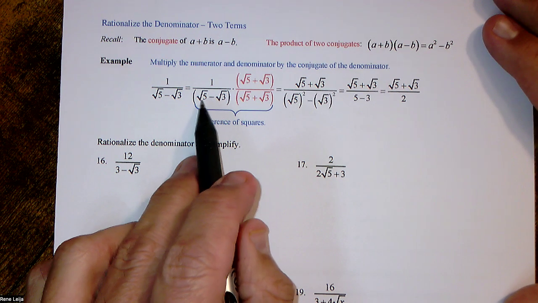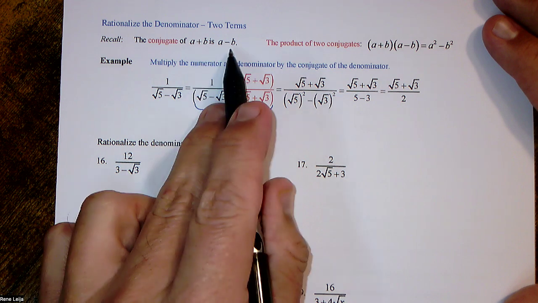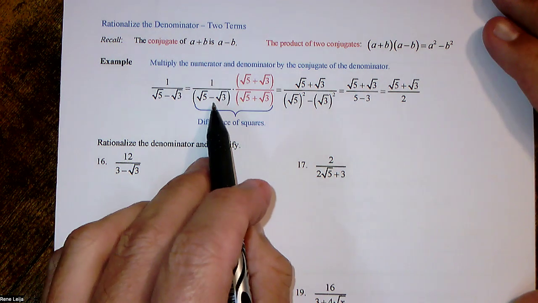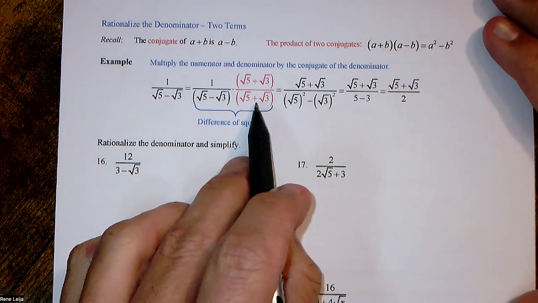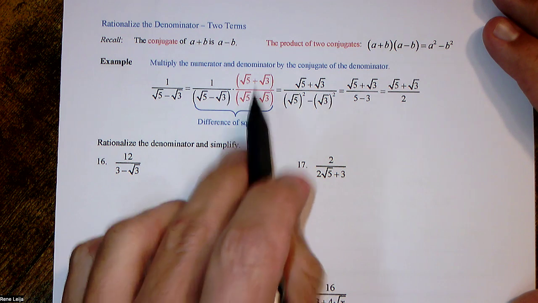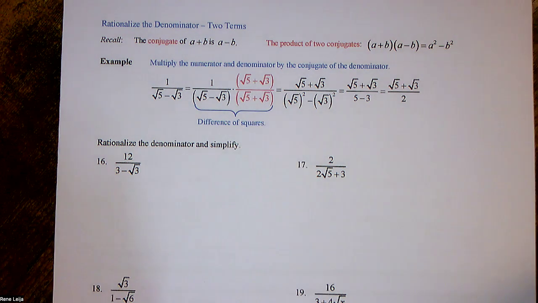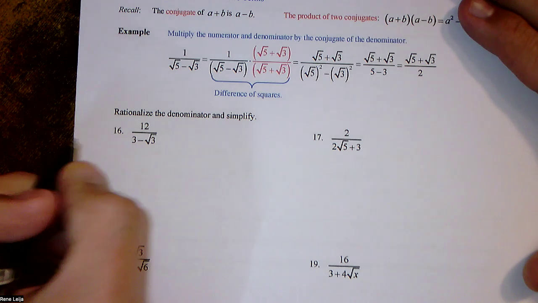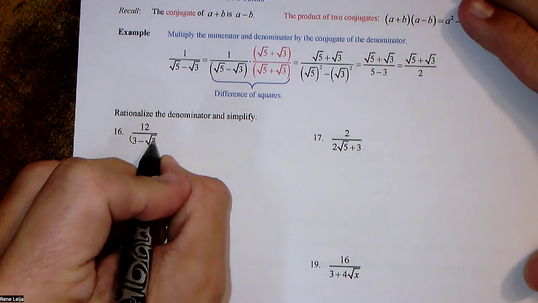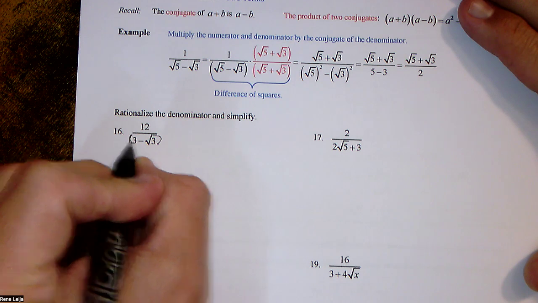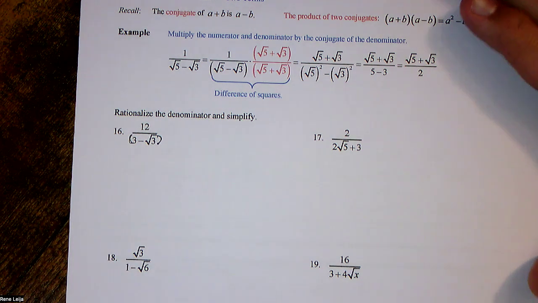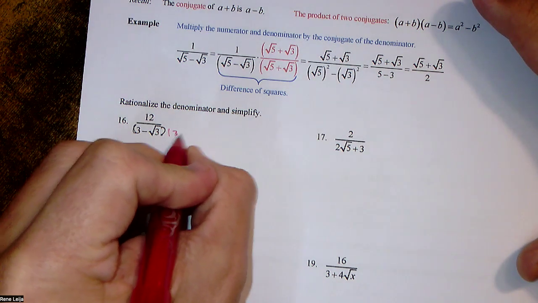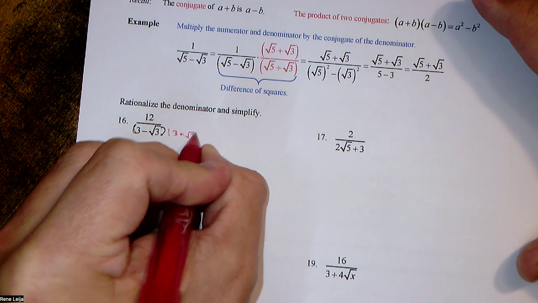So the conjugate of a plus b is a minus b, and the conjugate of a minus b is a plus b. So since I have root 5 minus root 3, its conjugate is root 5 plus root 3. Whatever I do to the top, I do to the bottom, and then I clean everything up, right? So the first thing that I'm going to do is for 16, I'm going to put this in parentheses. Okay. Now the conjugate of 3 minus root 3 is going to be 3 plus root 3.